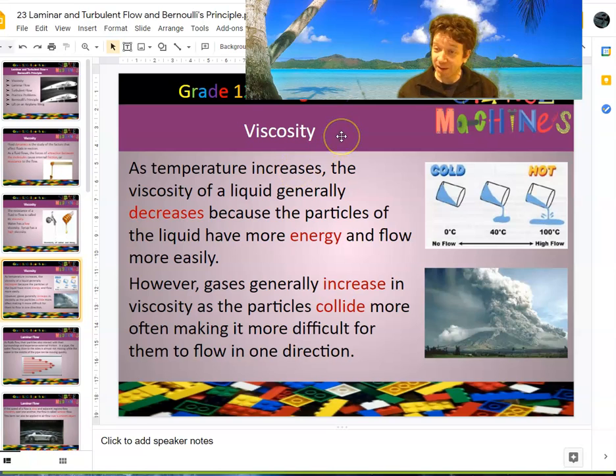Okay, but temperature also changes the amount of internal friction or viscosity. Generally in a liquid, when the temperature increases, you get a lower viscosity. However, it's the opposite in gases, because when you increase the temperature, you get more particles colliding with each other.